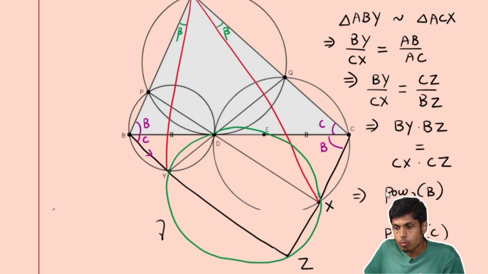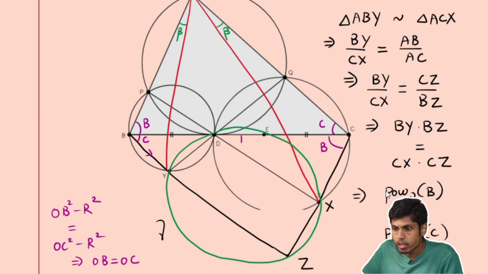If two points have equal power with respect to gamma, then they are at equal distances from the center of the circle. This is because power has the form OB square minus R square, where R is the radius of gamma and O is the center of gamma, which equals OC square minus R square, and therefore OB equals OC. And we conclude that point O lies on the perpendicular bisector of BC because OB equals OC.